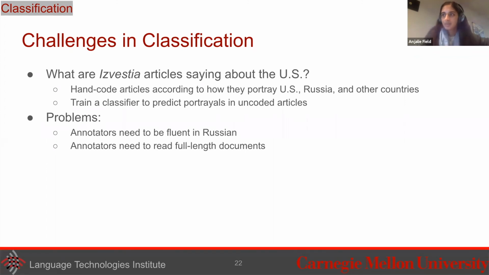The second is that we need annotators to read full-length documents. So this is not an easy annotation task. This isn't something like read a sentence and say if it's positive or negative. It's quite a difficult task. And that also goes with what the actual annotations are that we want to collect. We're looking at some of the subtle phenomena of how countries are described in news articles. So we don't just necessarily need annotators who are fluent in the language.